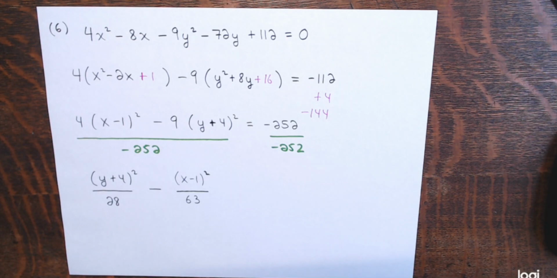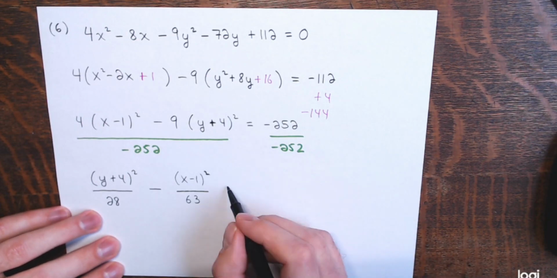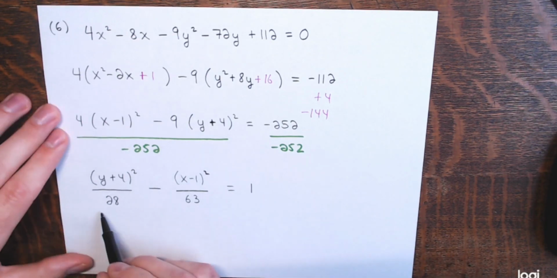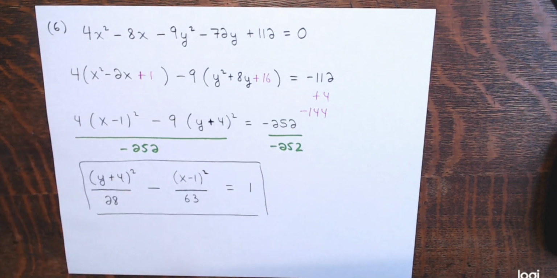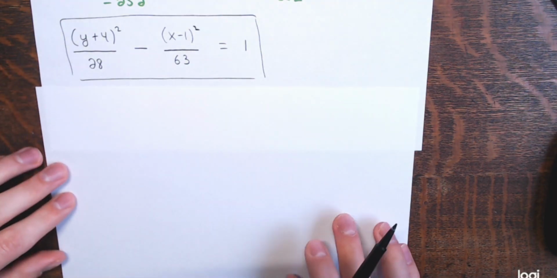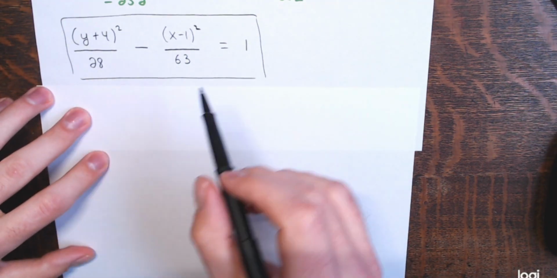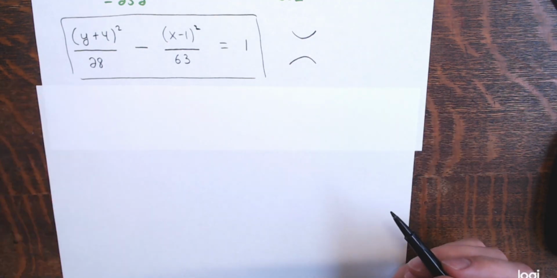Yeah, 240 plus 12, 252. Okay, and then equals 1. So there's the equation in standard form. Now I just need to make a rough sketch of it. Now once again, it's one of those where it's y squared minus x squared. So the hyperbola curves are going to be opening up and down. The transverse axis is vertical.